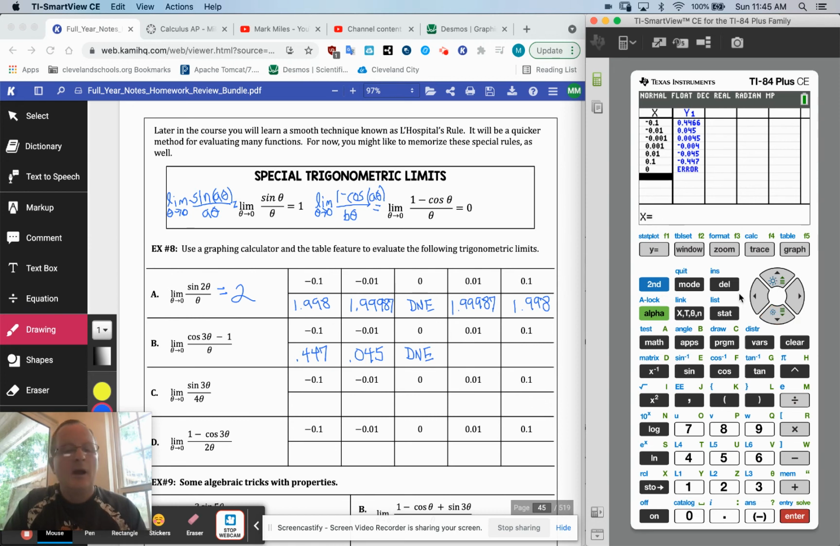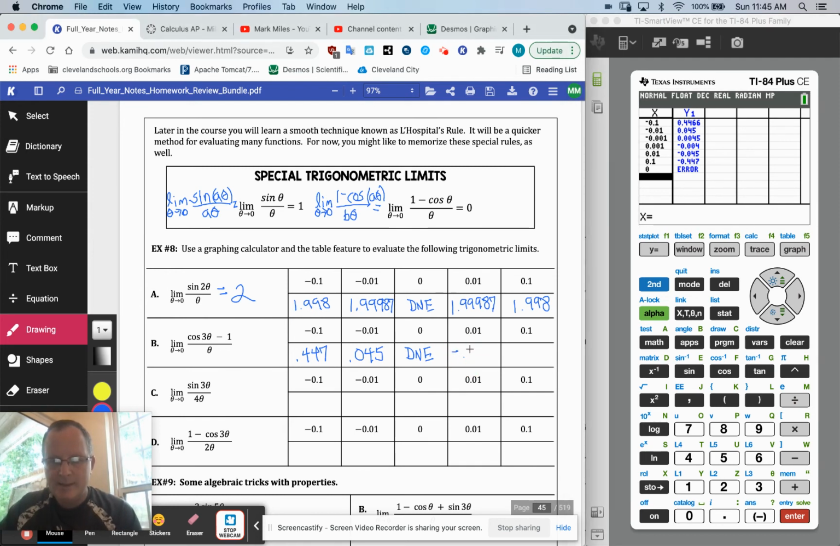Yeah. All right, and then on the other side, though, this one kind of cuts through because of the nature of cosine. So where are we at? It's negative. So it's negative 0.045. And then this one is negative 0.447. But the point is this.